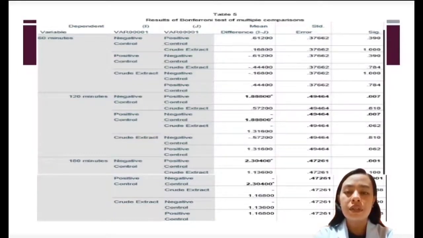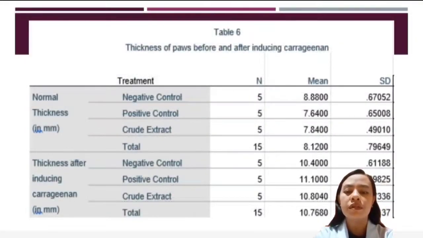In the 120 and 180-minute time intervals, it can be concluded that the anti-inflammatory potential of the treatment in the positive control is more effective than the treatment in the negative control. In the 120-minute time interval, the other 2 pairs, negative control versus crude extract and positive control versus crude extract, are found not to be significantly different. It implies that the anti-inflammatory potential of the treatment in the negative control is as effective as the treatment in the crude extract. Also, the anti-inflammatory potential of the treatment under positive control is as effective as the treatment in the crude extract, which is the same with the 180-minute time interval.